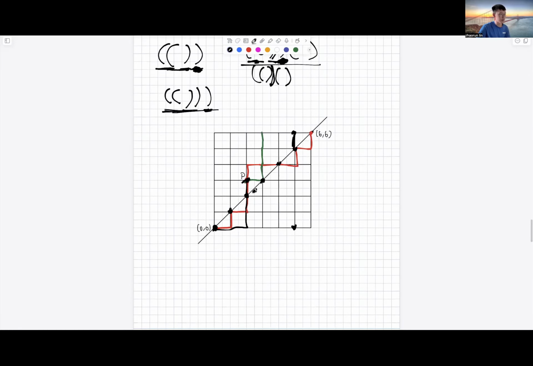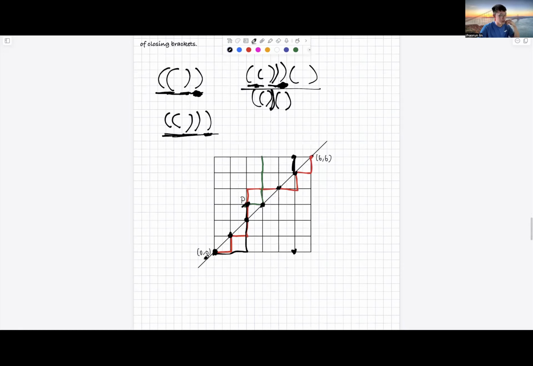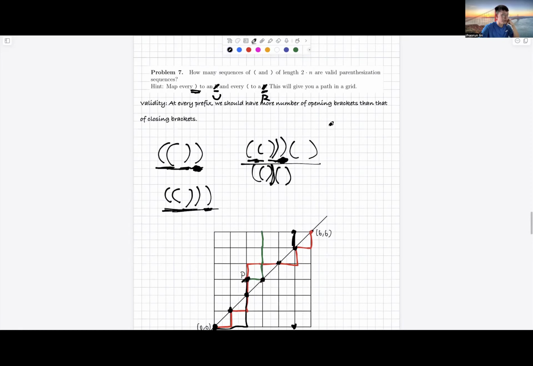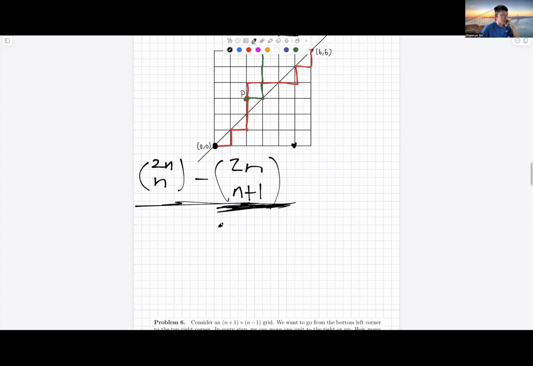So if we map closing brackets to up and opening brackets to right, our path should always stay below this line, or we can touch it, but we should always touch or be below this line. So this is the number of our valid parenthesizations, and the answer is exactly this one. So the answer is still this one.